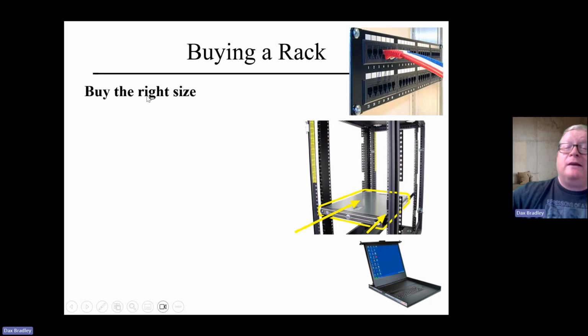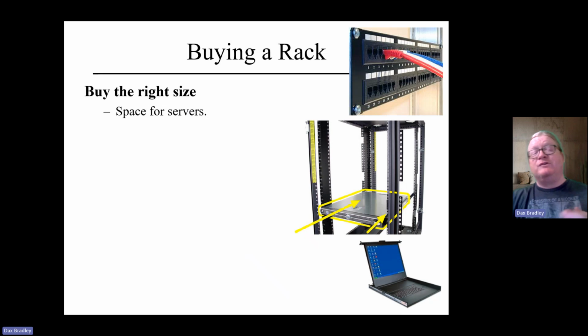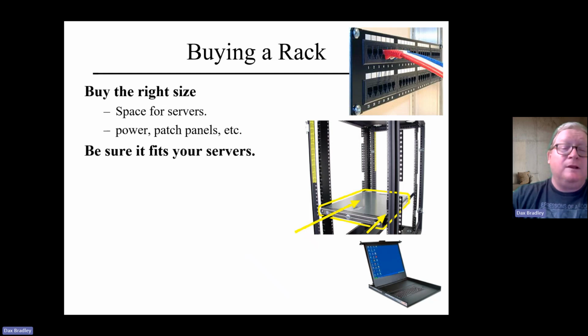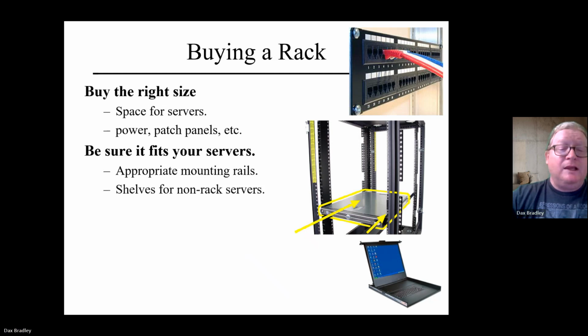In buying a rack for your organization, you will want to ensure that you have the right size, something that is appropriate for the project. You want to assume that you have a certain number of servers and allow for some growth. And you want the size to allow space for power or the patch panels, and make sure that it fits the servers. And it includes the appropriate mounting rails and shelves for non-rack servers.